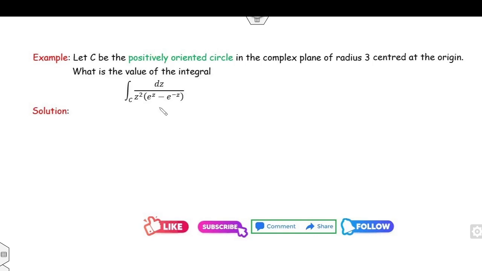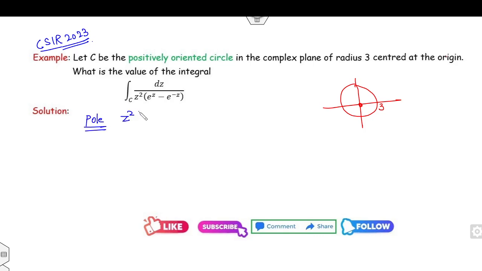Okay, look at another one. C is a positive oriented circle with radius 3, center at origin. This is my center, radius is 3. Then find the value of this. This is the same question which was asked in the CSIR NET 2023. You can see I will again solve with the same method. Can you find the poles of the function? The pole is z square, e raised to power z minus e raised to power minus z equal to 0.